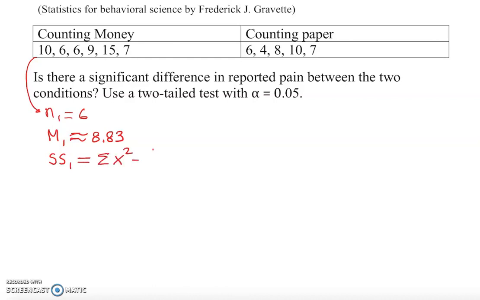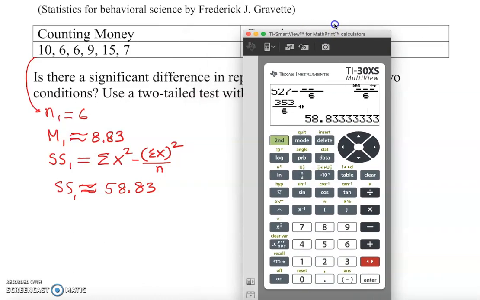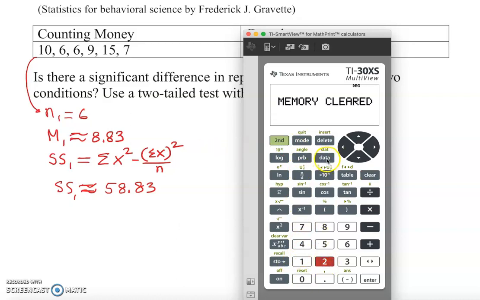SS is the sum of x squared minus the sum of x to the power 2 over n. I did this ahead of time, and that gave me SS1 approximately 58.83. Let me show you actually how I get this SS1. Let me show you again. I'm going to erase the calculator and type this. Any calculator has a data tab on it. This is the TI-30, a little different from the physical version of the TI-30 calculator.